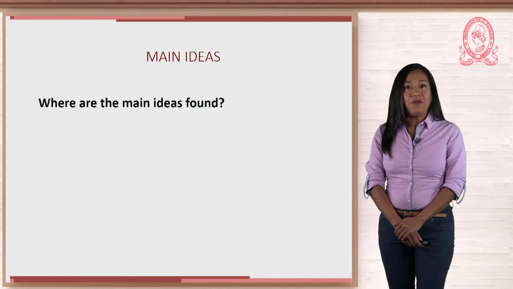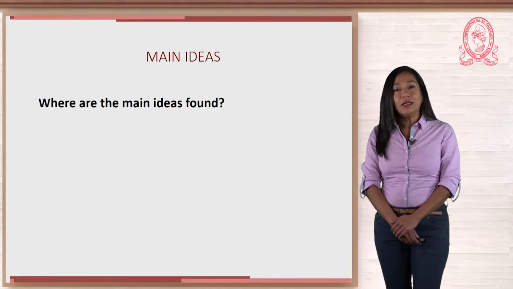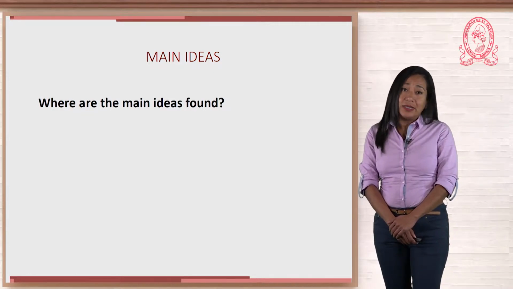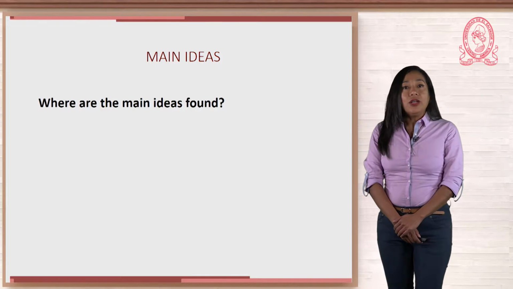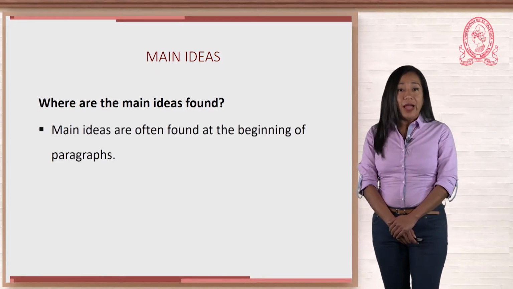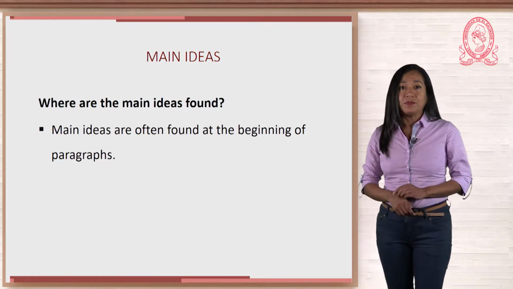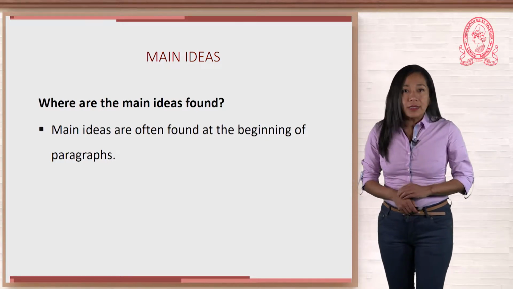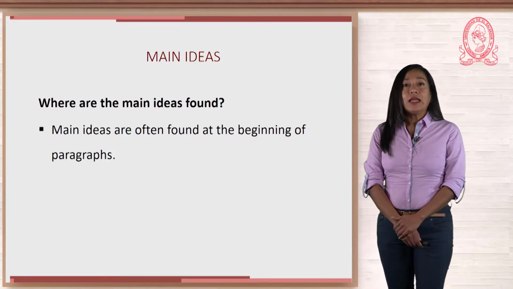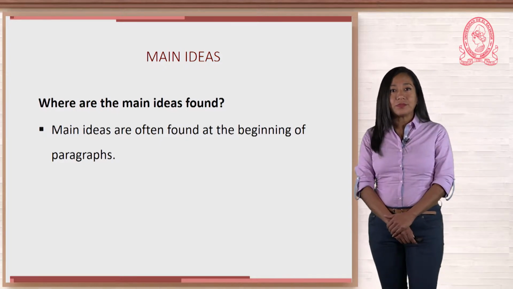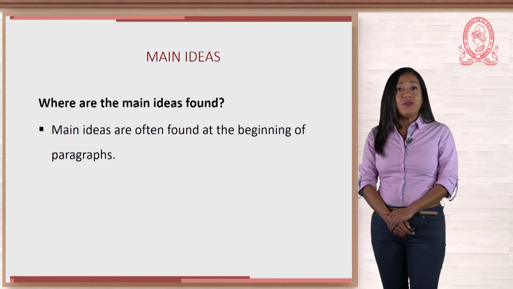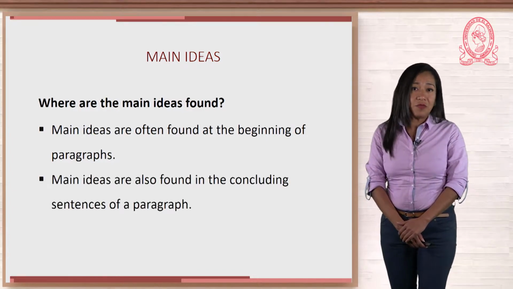But how do we find main ideas? Well, it is easy to identify a main idea that is directly expressed in the text. According to the Columbia College website, main ideas are often found at the beginning of paragraphs. The first sentence often explains the subject being discussed in the passage. They also state that main ideas are found in the concluding sentences of a paragraph.